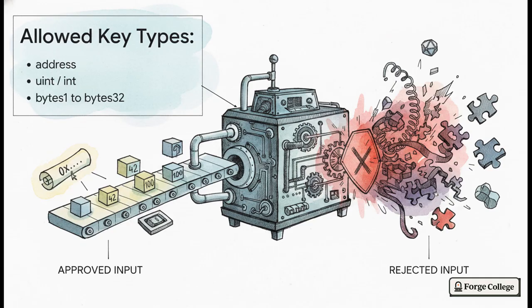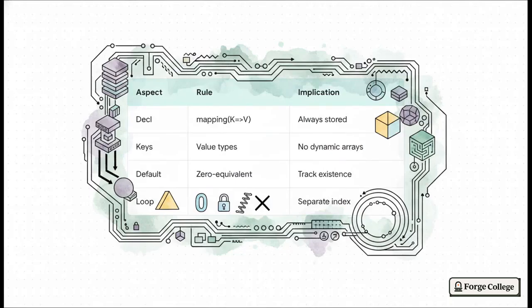Underneath the hood, the EVM has to take your key and run it through a cryptographic hash function to figure out exactly which storage slot that specific drawer is located in. To do that predictably, it absolutely needs fixed-size, predictable data types. Now, what's really interesting about these structural rules is how perfectly they dictate your smart contract design choices.